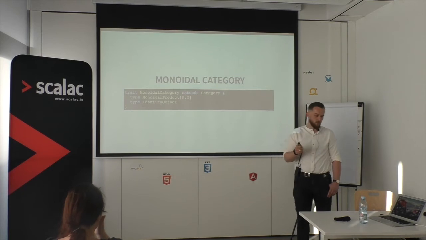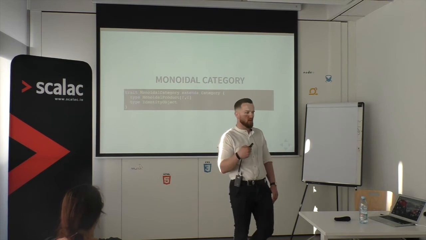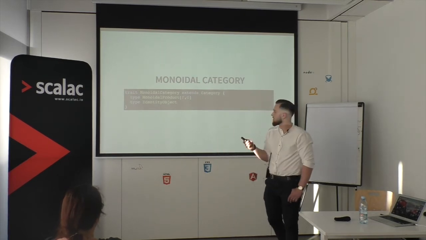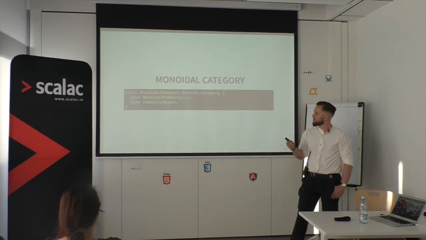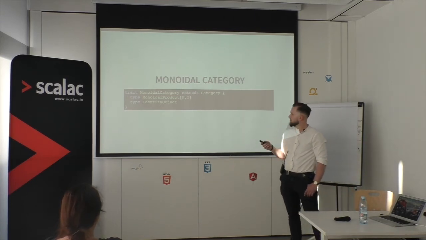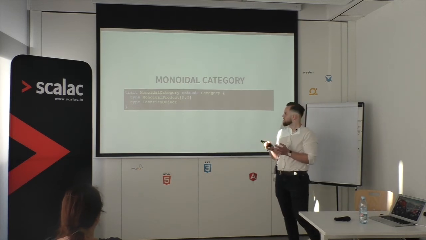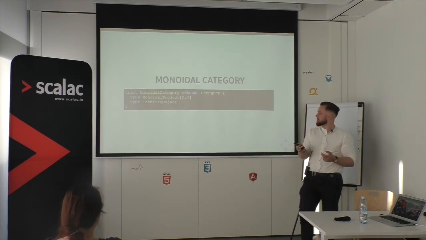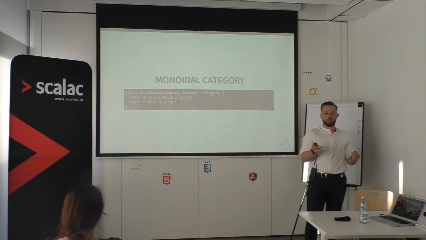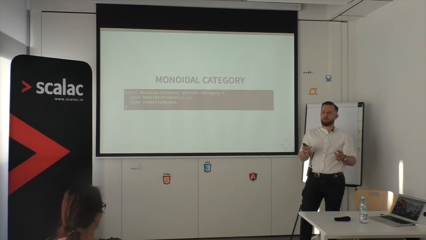We need one more thing, because we are talking about monoid in category, so we need not only the simple category but monoidal category as well. And to have that, we have to define two additional types. The first one is the monoidal product, which is a way to join two members of the category together, and the identity object, which is, I don't remember the proper naming, but let's say neutral in terms of this monoidal product.